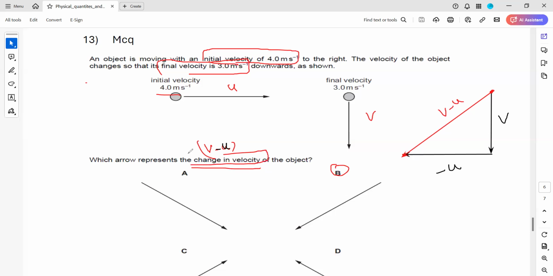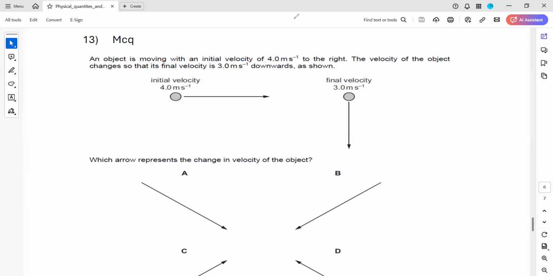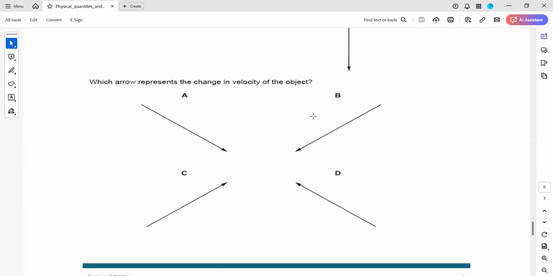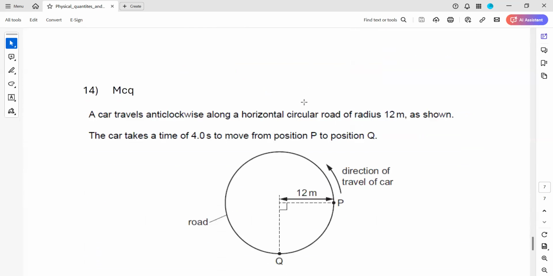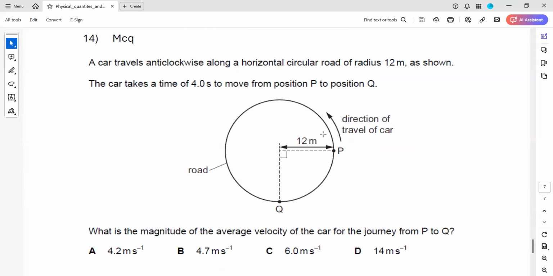Because the question was change in velocity, that's why we need V minus U. If the question was V plus U, like addition of the two velocities, in that case, we don't have to change the direction. We just draw any one of the vectors first, then the second, and from the tail of the first to the head of the last. That will be the resultant.